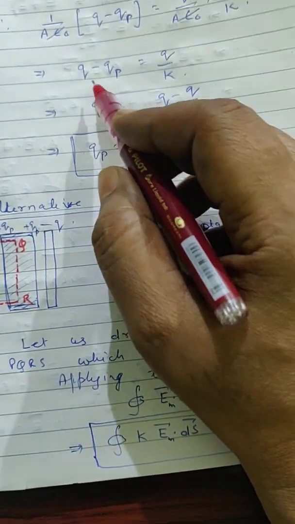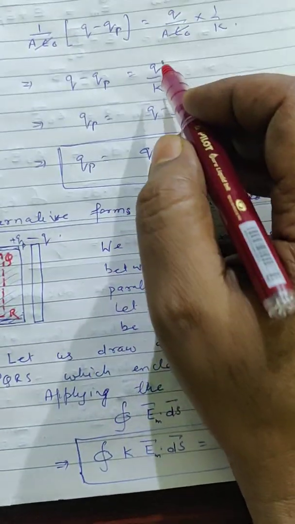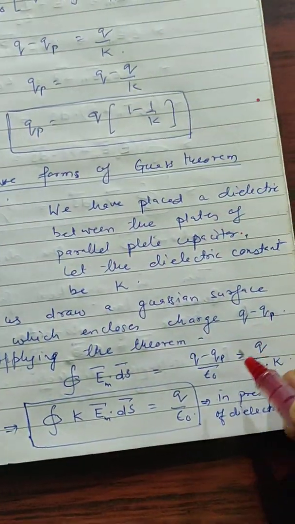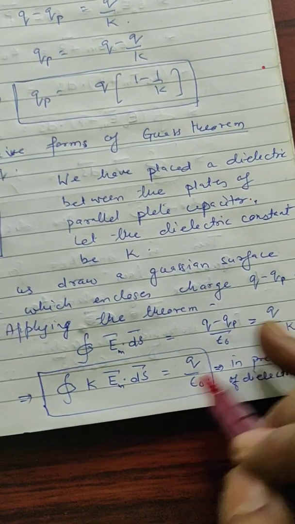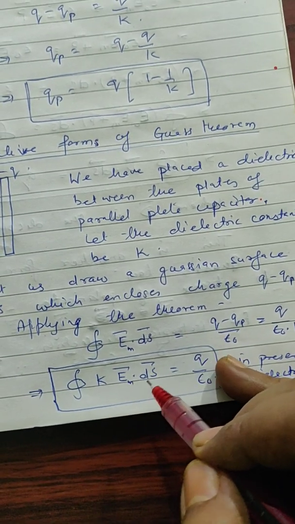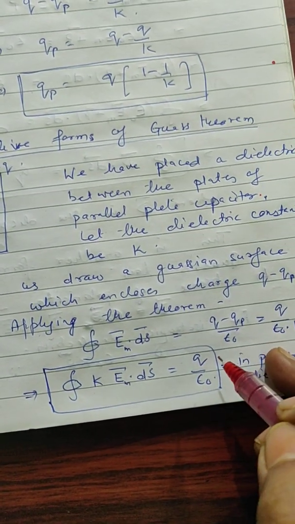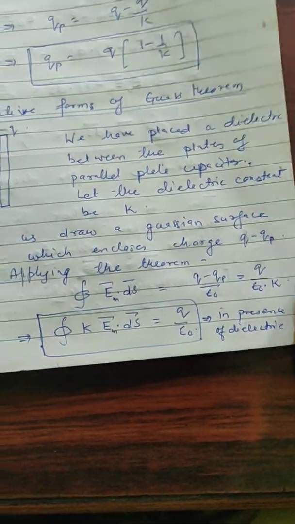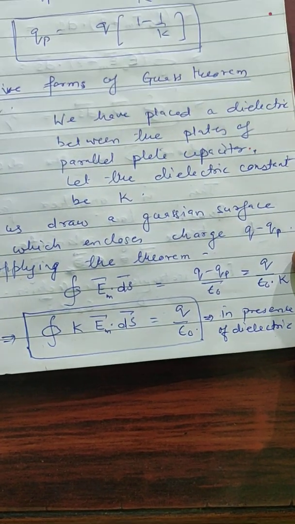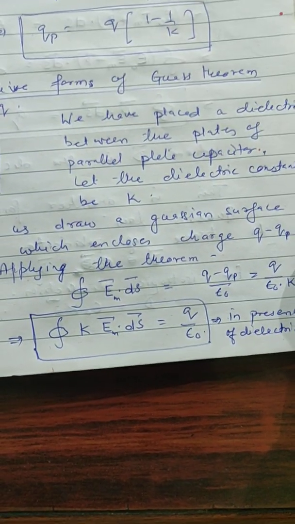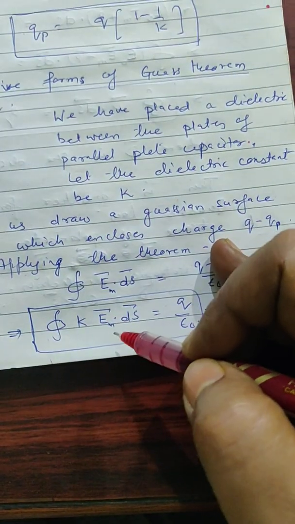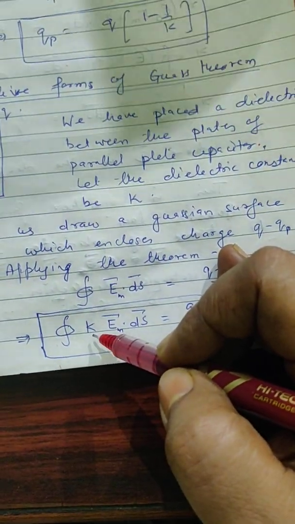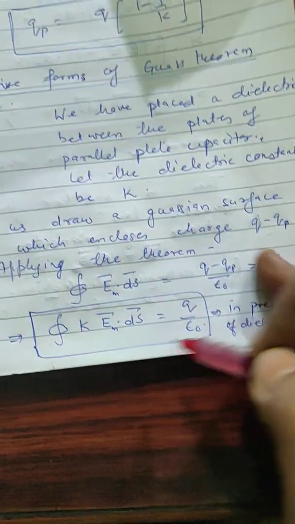And just in the previous derivation we have written Q minus QP is equal to Q by K. So I have replaced Q minus QP by Q by K, and epsilon naught is still there. So we have an expression K EM dot ds is equal to Q by epsilon naught. This is one form of Gauss theorem. This is the form of Gauss theorem in presence of dielectric. It's the same thing as we had expressed that E dot ds is equal to Q by epsilon naught, because here it is EM and we have used the constant K also. So it's the same thing, but in a different way.